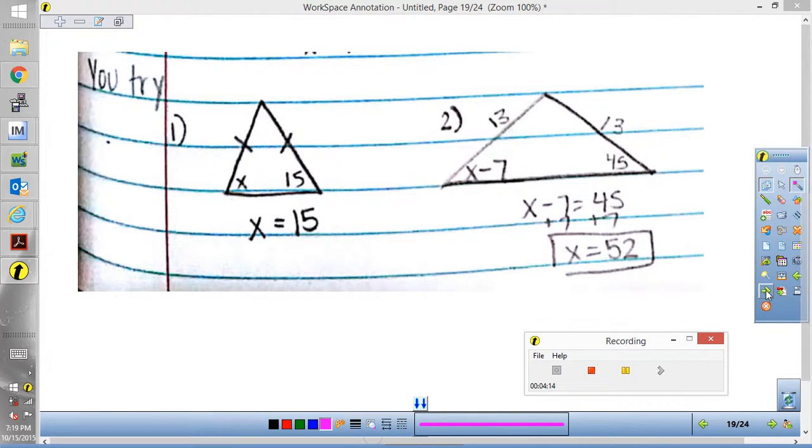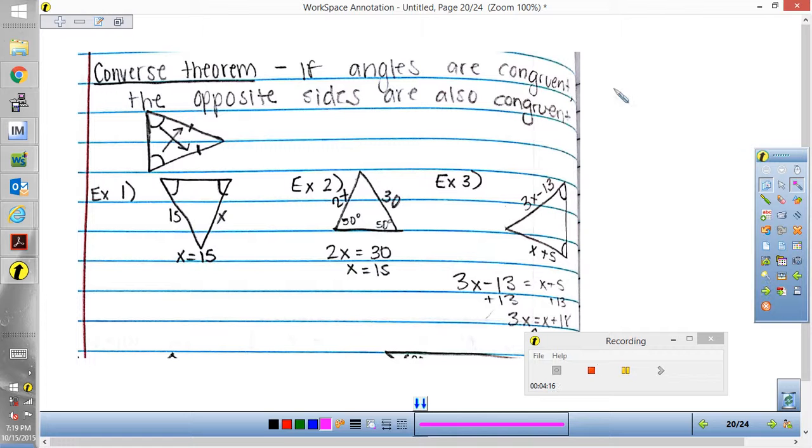Okay, let's keep going in our notes. The converse of that theorem is very, very similar. It just says if the base angles are congruent, then the sides must be congruent. This time we know that these two angles are congruent, so that means we can say that this side is equal to this side. You're going to do the exact same thing, just setting the sides equal to each other. So remember, watch the notes first, and you can pause and copy them in a second.